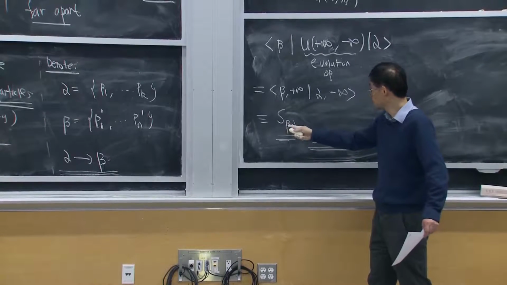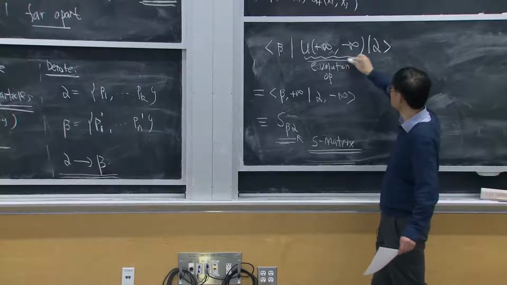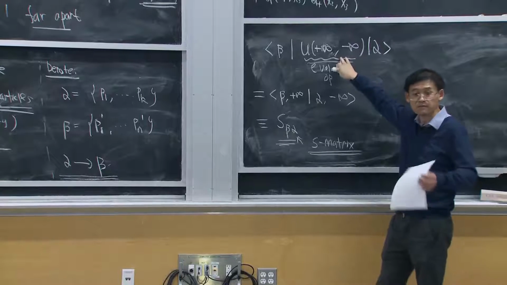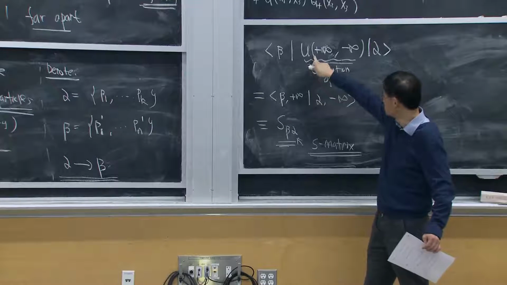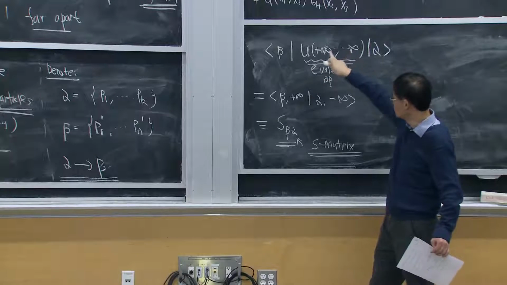Essentially this S is just a matrix element of this evolution operator. Essentially just the matrix element of the evolution operator. You can see it from here explicitly, from minus infinity to plus infinity.